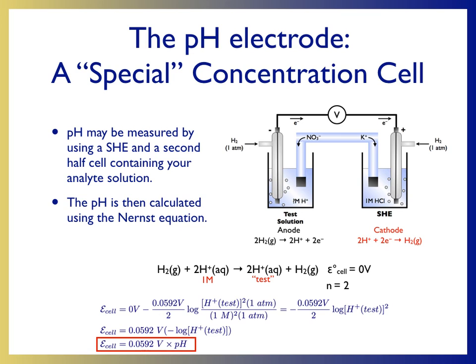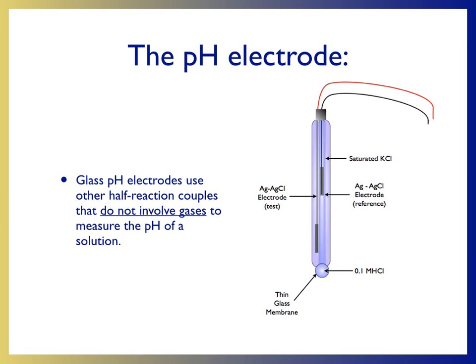This cell could be used to calculate pH. However, it's dangerous to operate due to the hydrogen gas and not as portable. So nowadays, we use a pH glass electrode. These contain half-reaction couples that do not involve gases, but give an overall standard cell potential of 0, allowing us to calculate the pH of a solution. The glass electrode pictured to the right is a silver-silver chloride electrode, which is often used as a test electrode for measuring the pH of a solution.